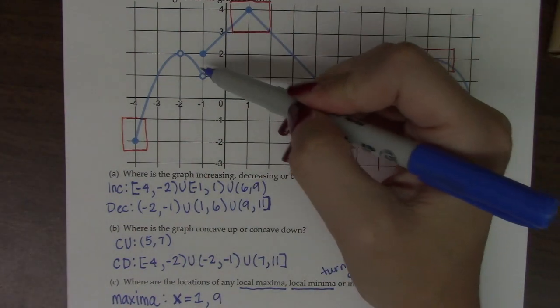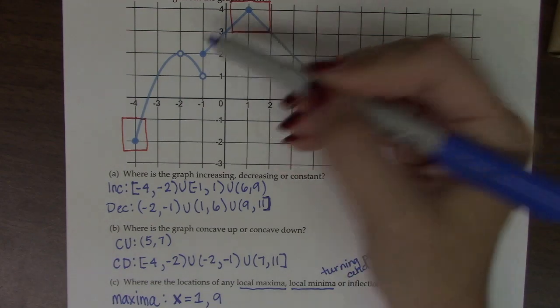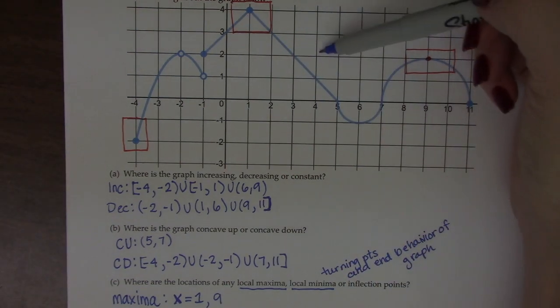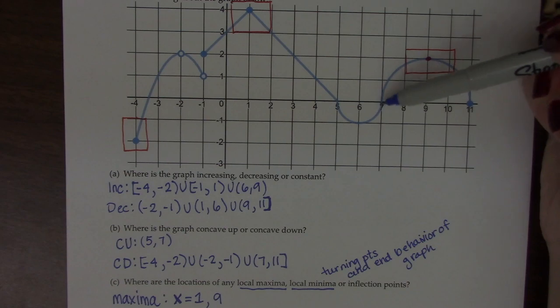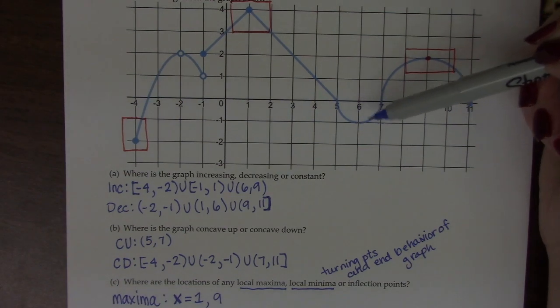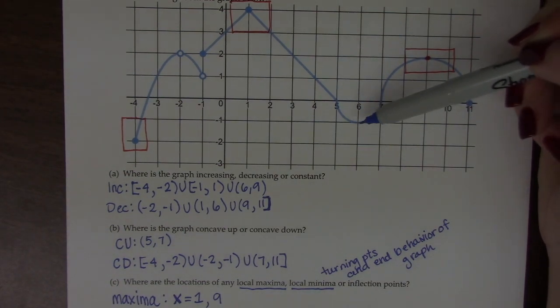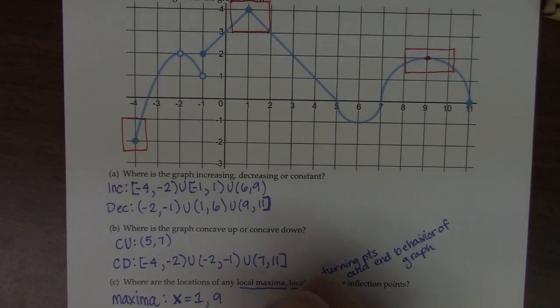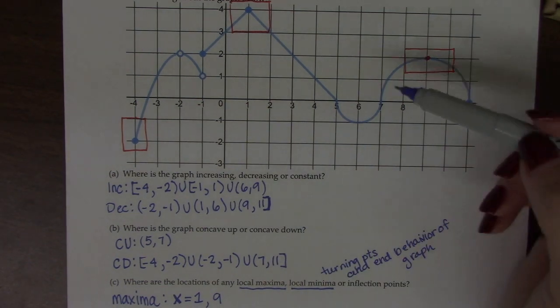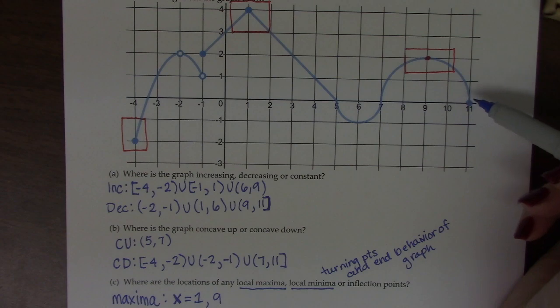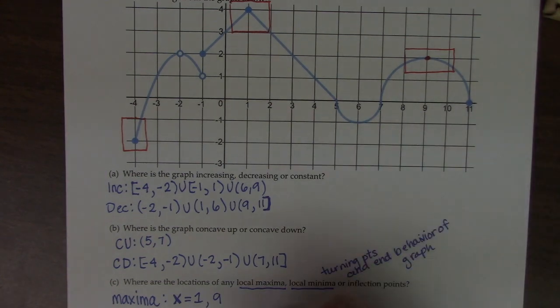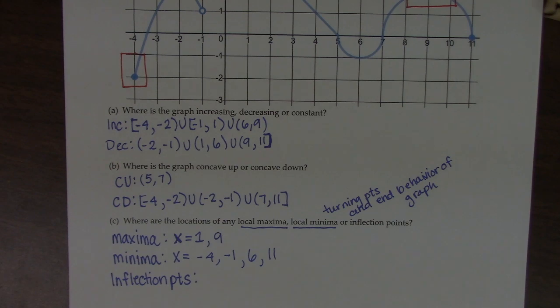So it's not because of this, it's because of this. Then the graph falls, comes down and turns. Right here, this is the lowest point on this section of the graph, and that occurs at 6. And then the graph comes around, and we see that it's decreasing, and in this little area of the graph, this is our lowest value. So I would also say there's one at 11. So -4, -1, 6, and 11.